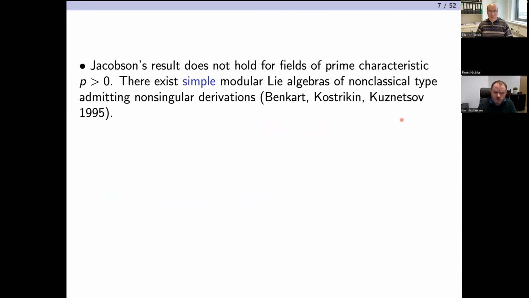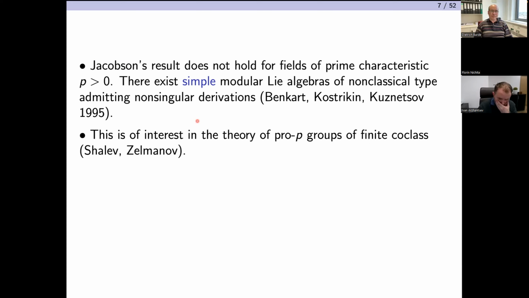Namely, Jacobson's result really becomes false in prime characteristic. And not only is the Lie algebra not nilpotent, you can even find simple modular Lie algebras, actually of Cartan type, where you have non-singular derivations. This is work by Benkart, Kostrikin, Kuznetsov from 1995.